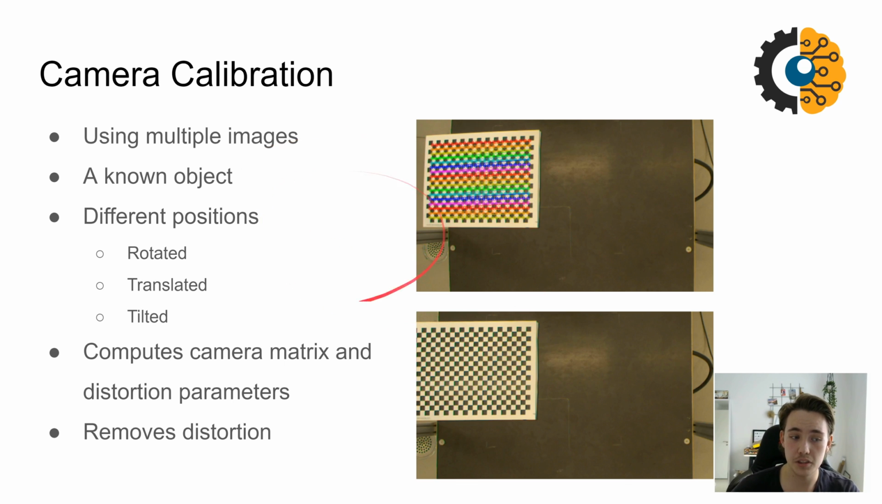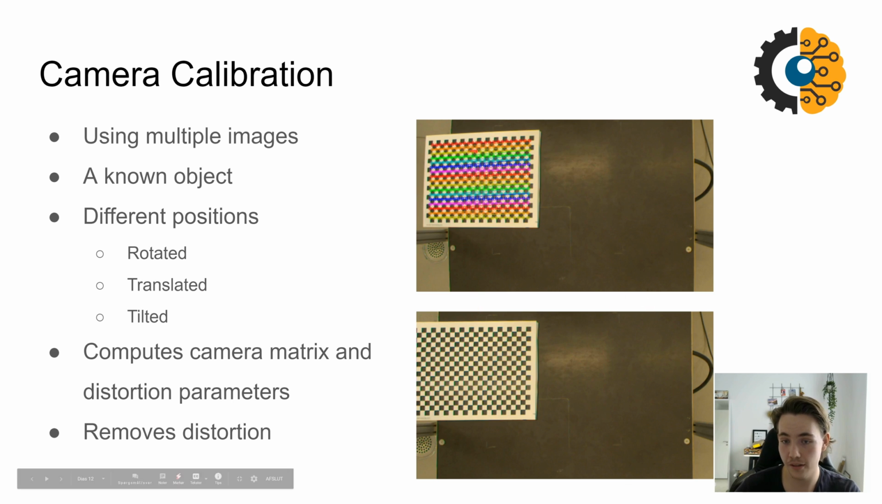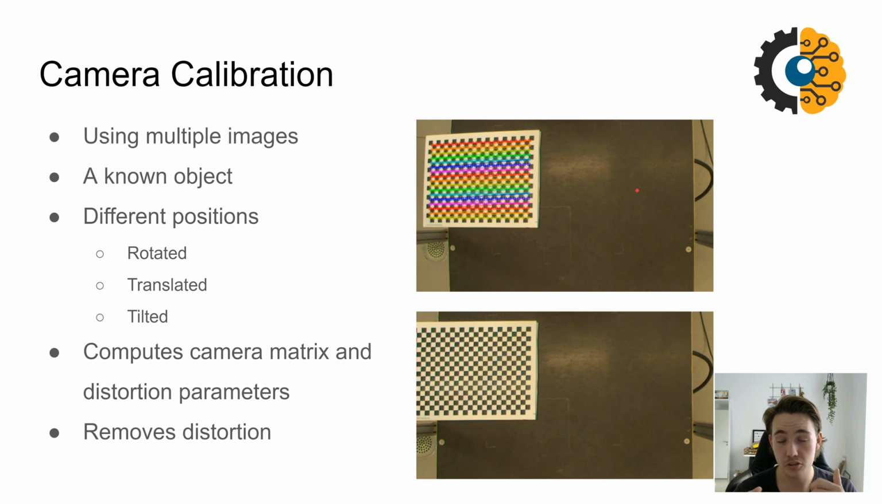In these images, we have different positions for the chessboard. We could have it rotated and translated around in the image, and also tilted. We also need to tilt our chessboard in the image to get the most optimal camera calibration. Then the calibration computes the camera matrix that we talked about earlier, and also the distortion parameters that we're going to use to actually remove the distortion from our images.